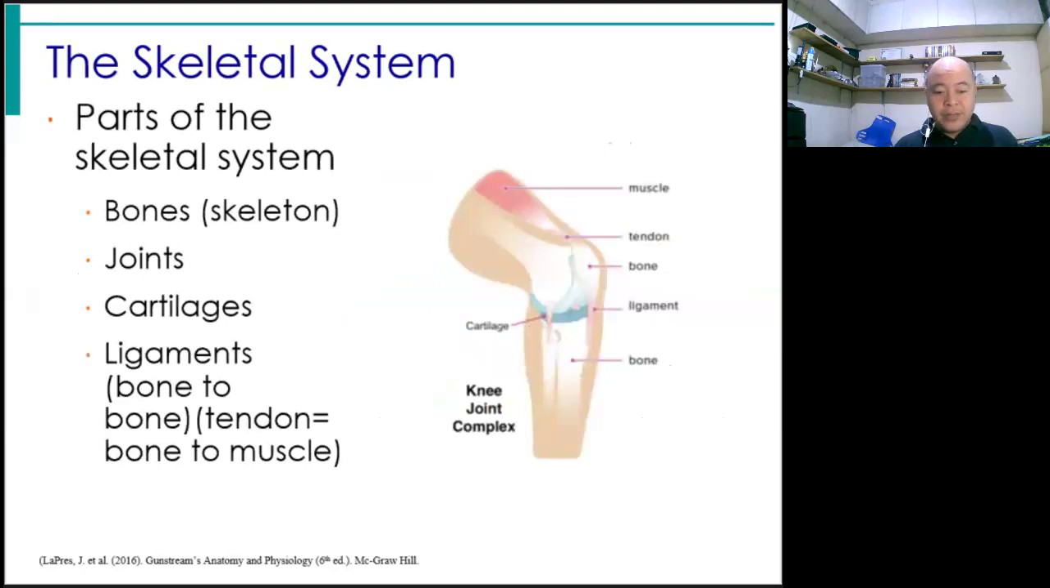Here we have the parts of the skeletal system. We have bones, joints, cartilages, and ligaments. We also have tendons. So we have ligaments and tendons. A ligament is a fibrous connective tissue that attaches bone to bone, and usually it serves to hold the structure together and keep them stable. A tendon, on the other hand, attaches muscle to bone, and it serves to move the bone upon muscle contraction.